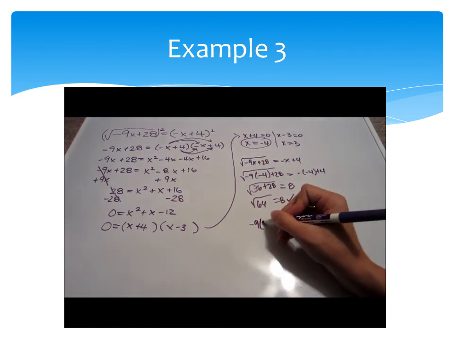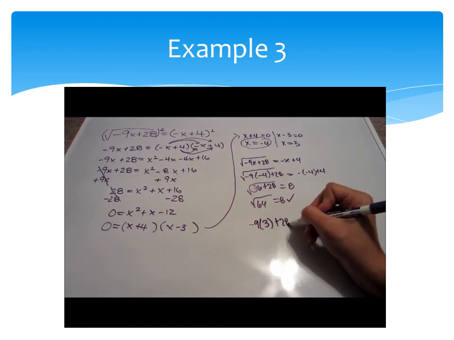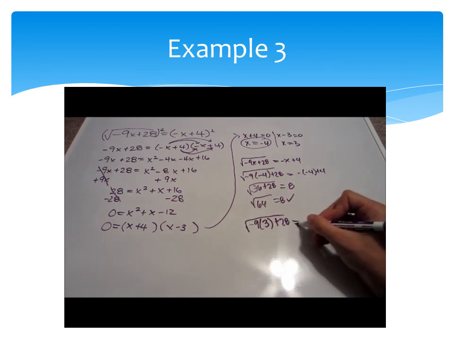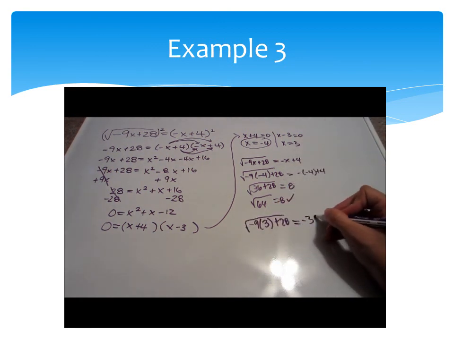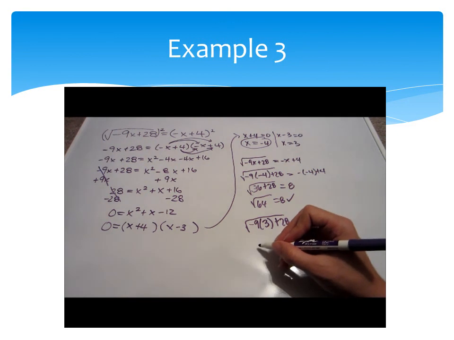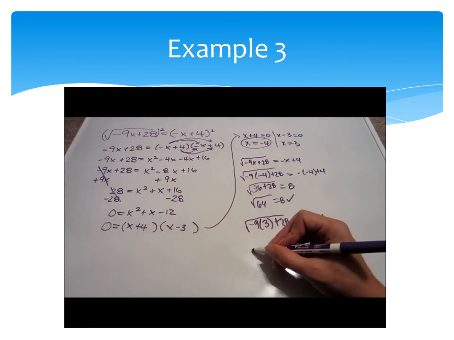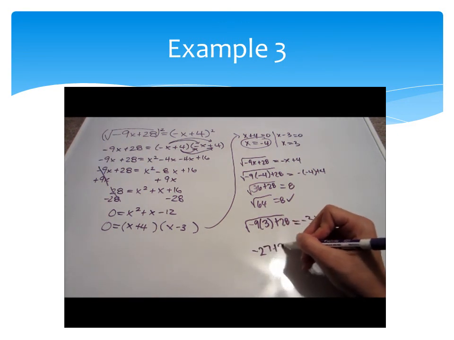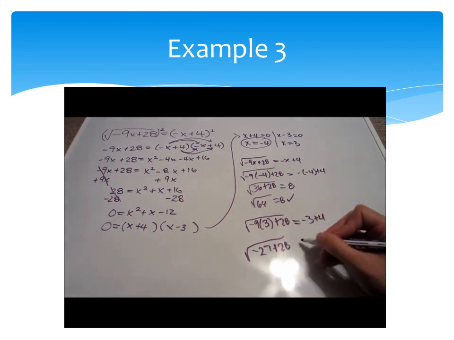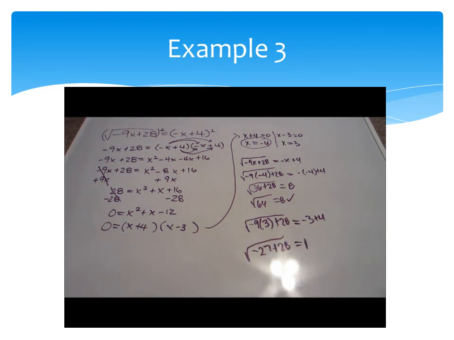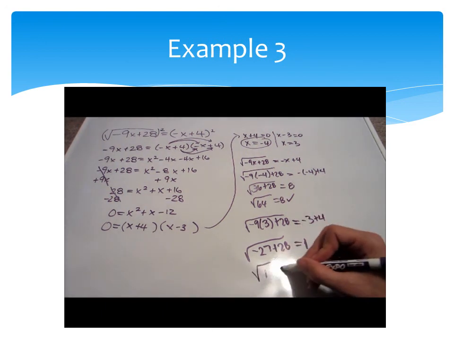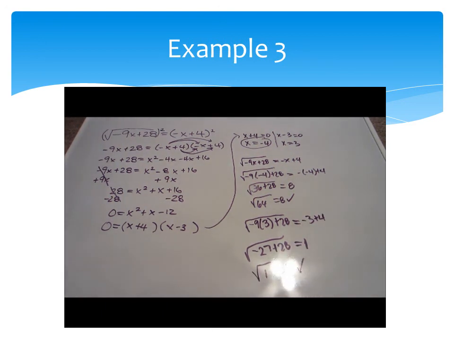-9 times 3 plus 28 equals -3 + 4. Here we get -27 + 28, equal to positive 1, which is the square root of 1 equal to 1, and this one works out also. Therefore, both solutions are solutions to the equation. We have two solutions, x equal to negative 4 and x equal to 3.